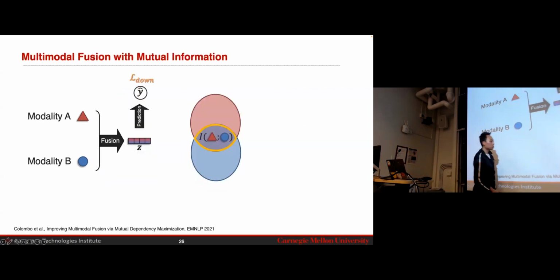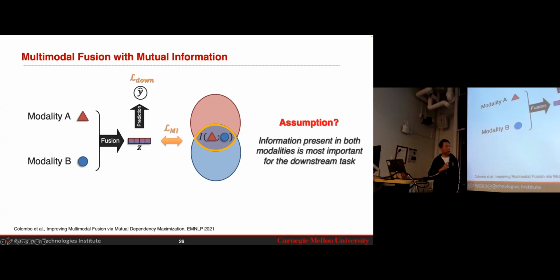Sometimes we like to make the assumption, or some people like to make the assumption, that if I have two modalities, the only thing I care about is the mutual information between them. So a lot of work in representation coordination is based on that assumption, that if you have images and captions that are paired together, the only thing that I care about in modeling is the fact that these two images and captions correspond to the same thing. I'm going to ignore everything else. So the assumption is that information present in both modalities is the most important for the downstream task.